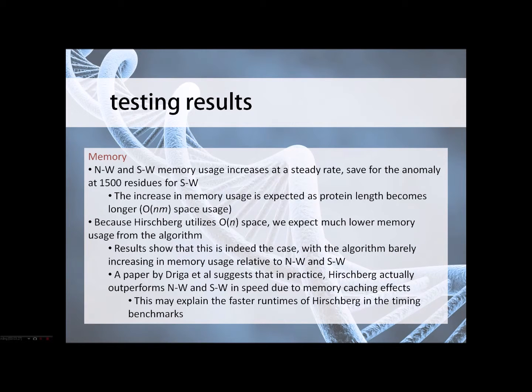So I was curious about Hirschberg running faster than NW and SW, so I started looking up reasons why. In a paper by Driga and colleagues, they found that Hirschberg actually outperforms NW and SW in practice due to memory caching effects. I'm not sure if this is what I observed in my timing runs, but it's one possible explanation.